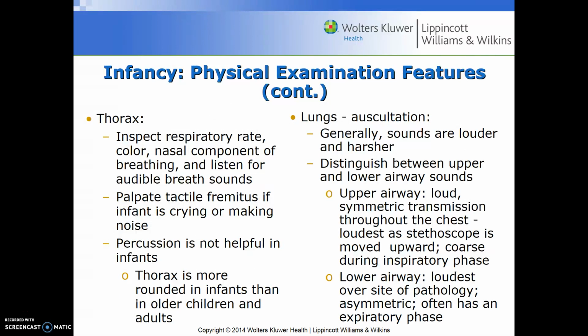So we continue with the infant physical exam features. I think what's important in this that grabs my attention when I'm assessing the thorax and the lungs is that the thorax of an infant is much more rounded than in older children and adolescents, and I think that's why the sounds are louder and harsher, and I think that's also why percussion is not helpful in infants, because of the anatomy. And I think you have to have some skill to distinguish between upper and lower airway sounds. And the Bates gives us the distinguishing features, but because of that harsh, louder sound, you have to learn to differentiate that. It just takes practice.